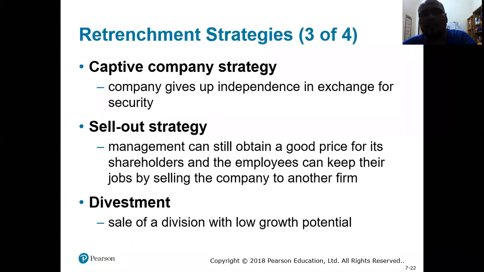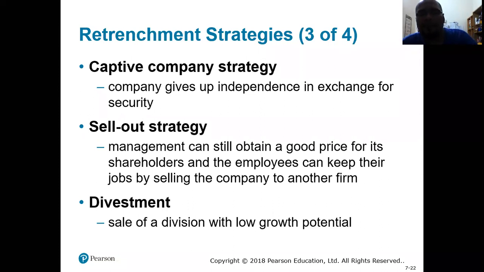Instead of seeing our company facing bankruptcy, and instead of seeing our employees losing their jobs, why not sell our company to another firm so that at least our employees can keep their work, for example. All right, so that is another strategy called sell out.